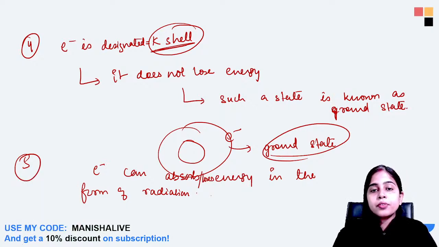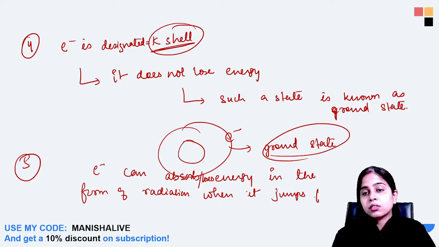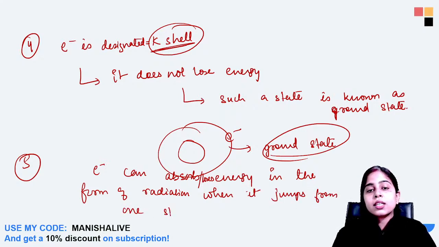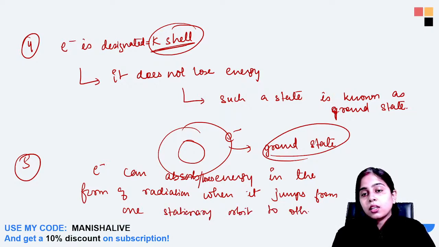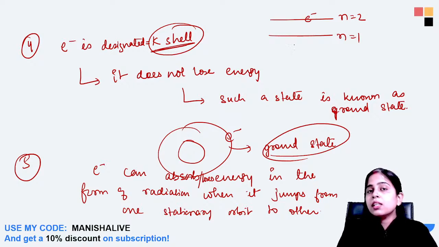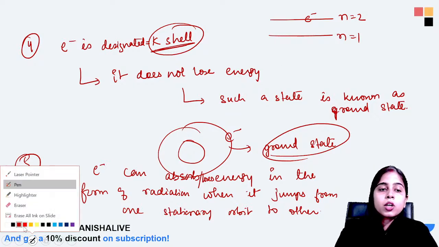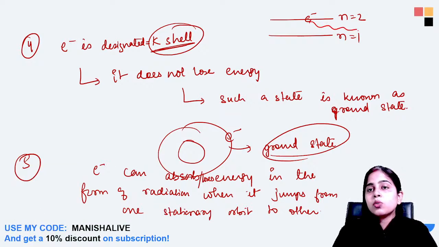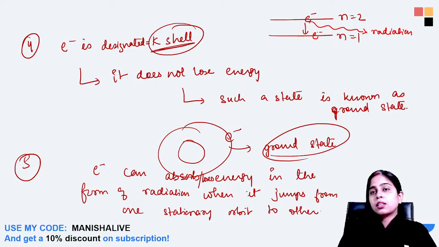An electron absorbs or loses energy in the form of radiation when it jumps from one stationary orbit to the other. Say there is a first energy level and a second energy level, and one electron is in the second energy level. Somehow it loses energy and wants to jump to the first energy level, so it will lose the energy in the form of radiation. This is the radiation. Clear? And now the electron will jump to the first level. Is it clear, everyone? Tell me fast.